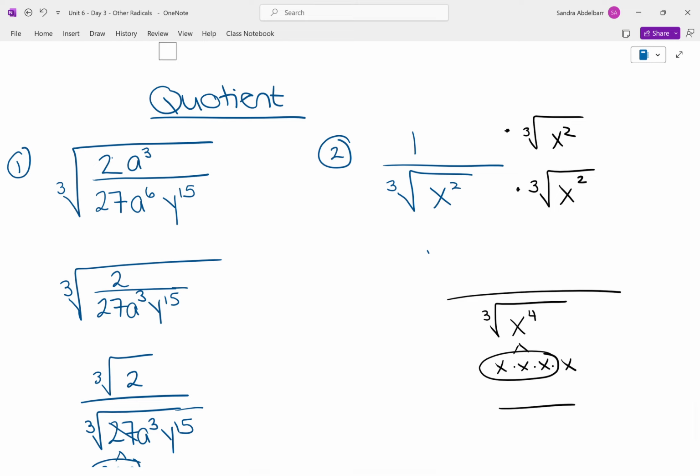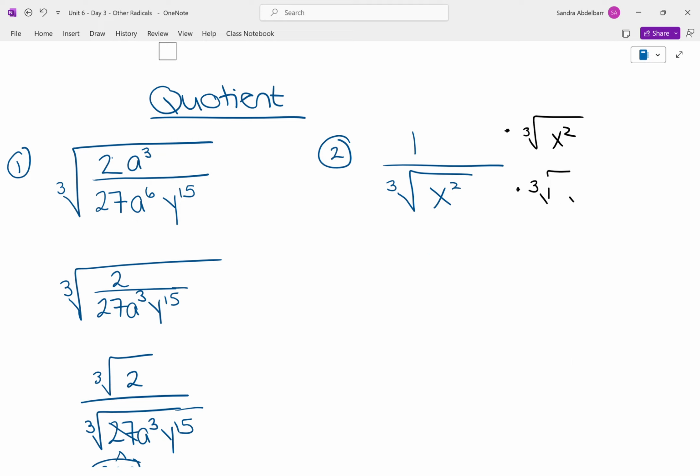No. So rationalizing, multiplying it just by itself only works when it's an index of 2. This does not work for any other index. So what do we have to do? Well, in order to get rid of the radical, don't I need 3 of the same thing?